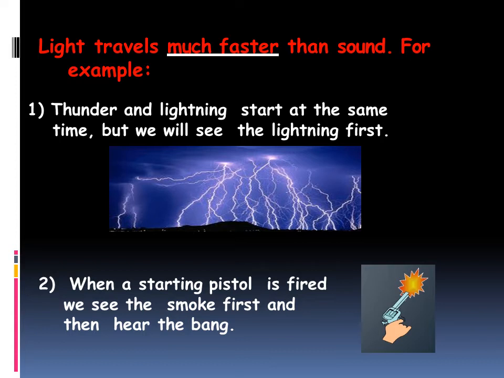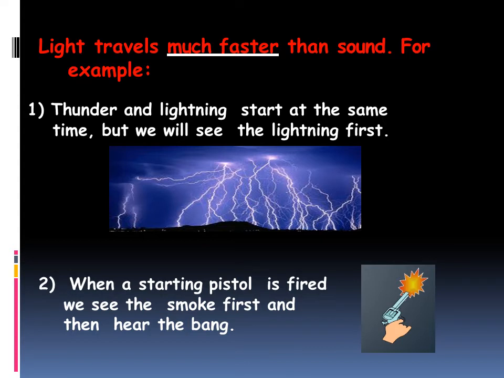When a starting pistol is fired, starting pistol means the one used during a sports event, while running 100 meter or 200 meter or 50 meter. When a starting pistol is fired, we see the smoke first. That means light. Smoke means light. Sometimes smoke also comes outside, but mostly we see light first.